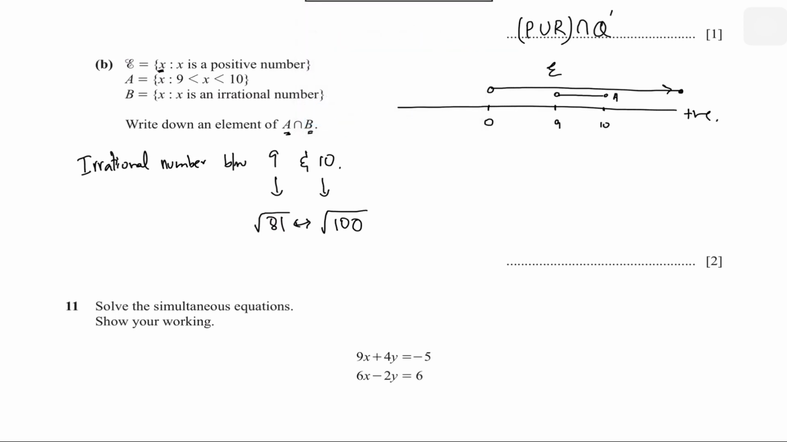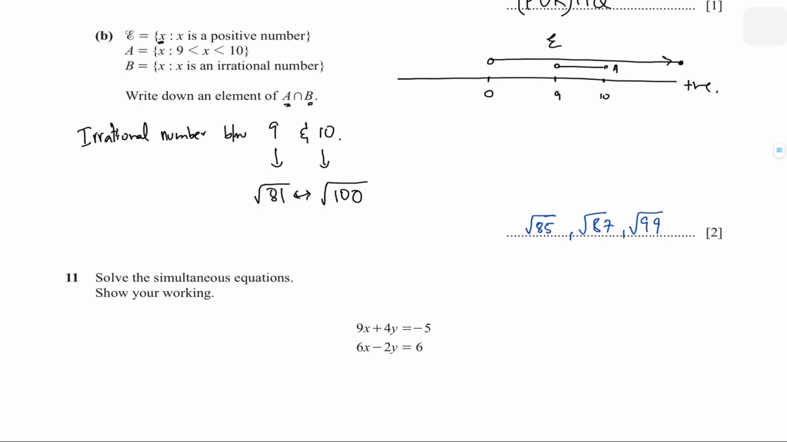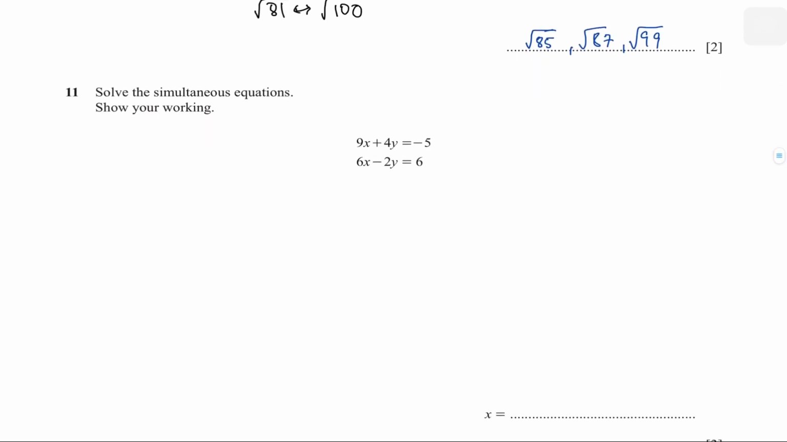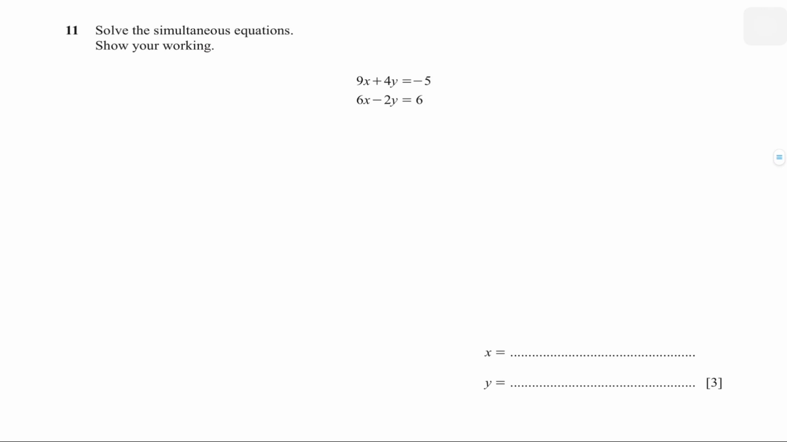There's no point in arguing about which answer is wrong and which is correct. As long as it's between root 81 and root 100, it is going to be absolutely correct. So I'm just going to write root 85 to be on the safe side. You can write root 87, root 99, whatever you wish. Okay, so there you have it. This number is irrational and at the same time lying in set A, which is between 9 and 10. Now we move on to question number 11, which is again very easy, and simultaneous equations.